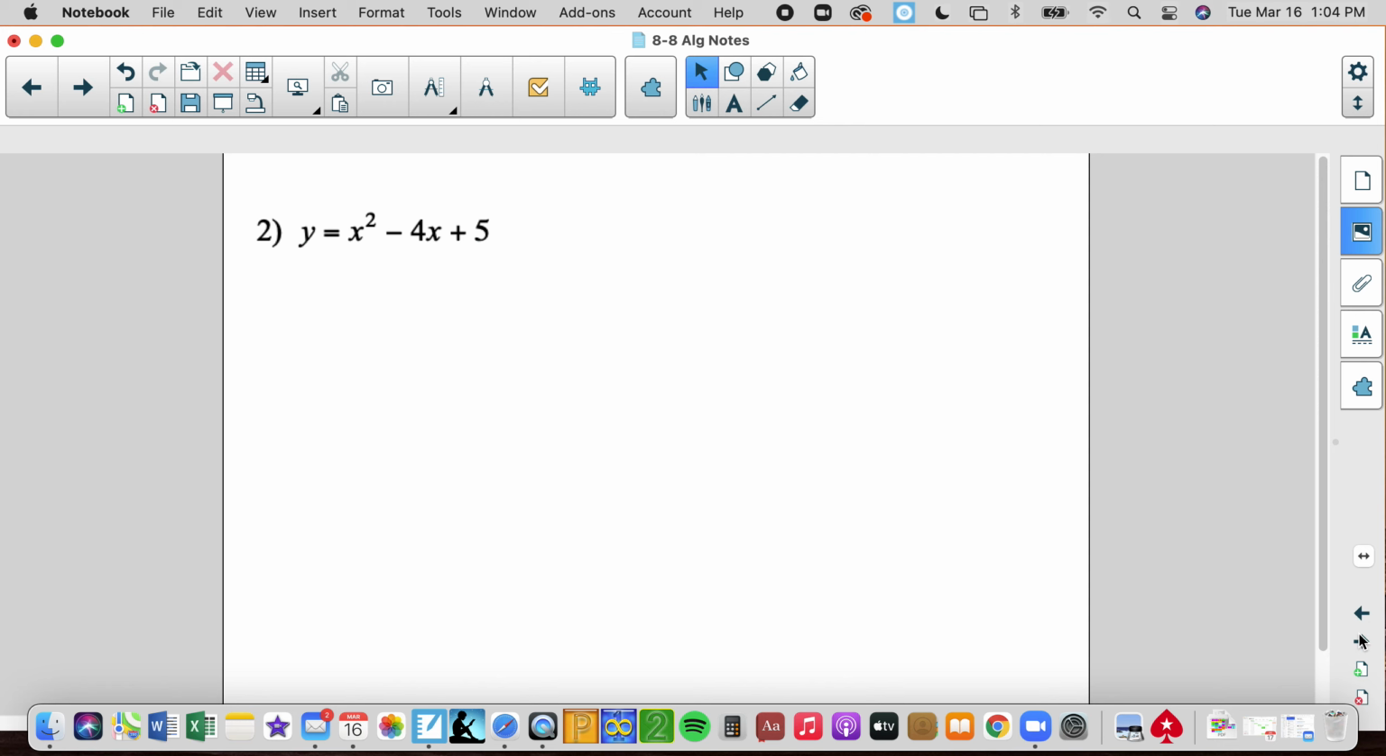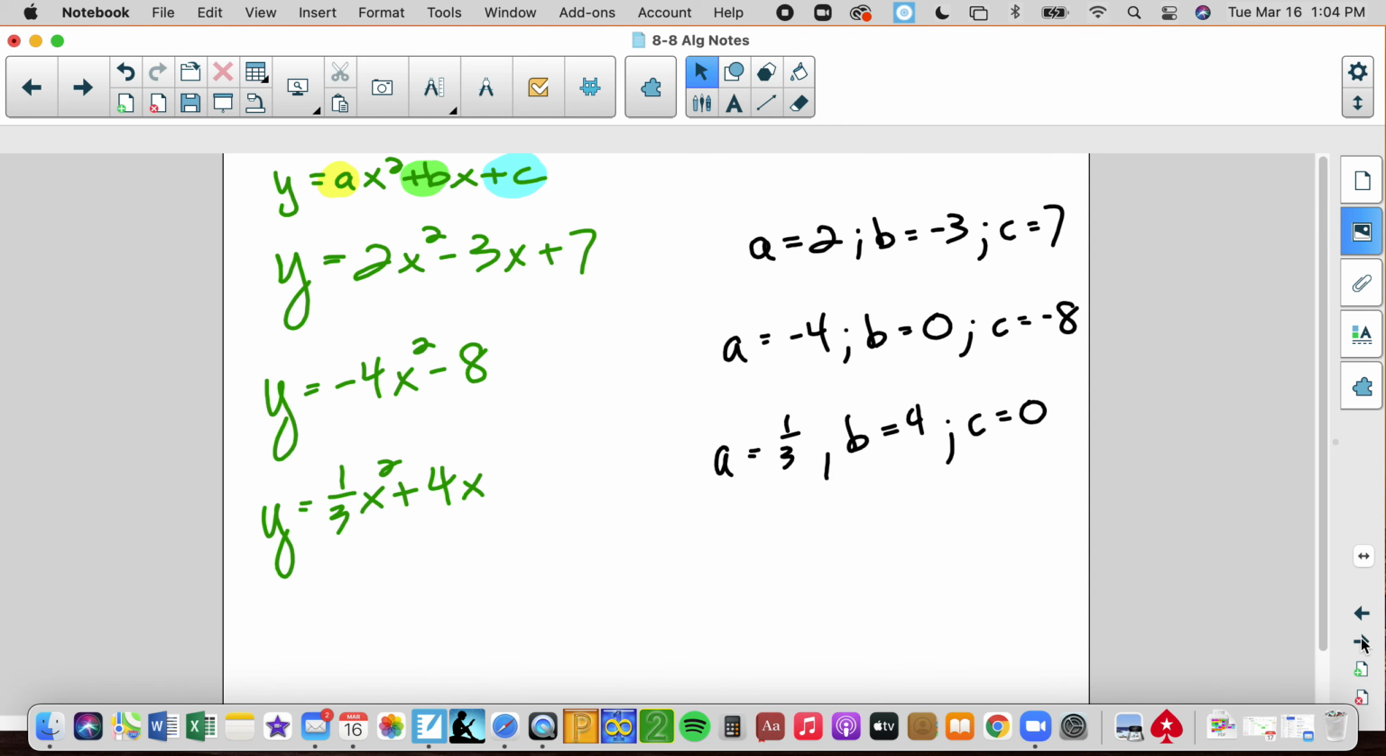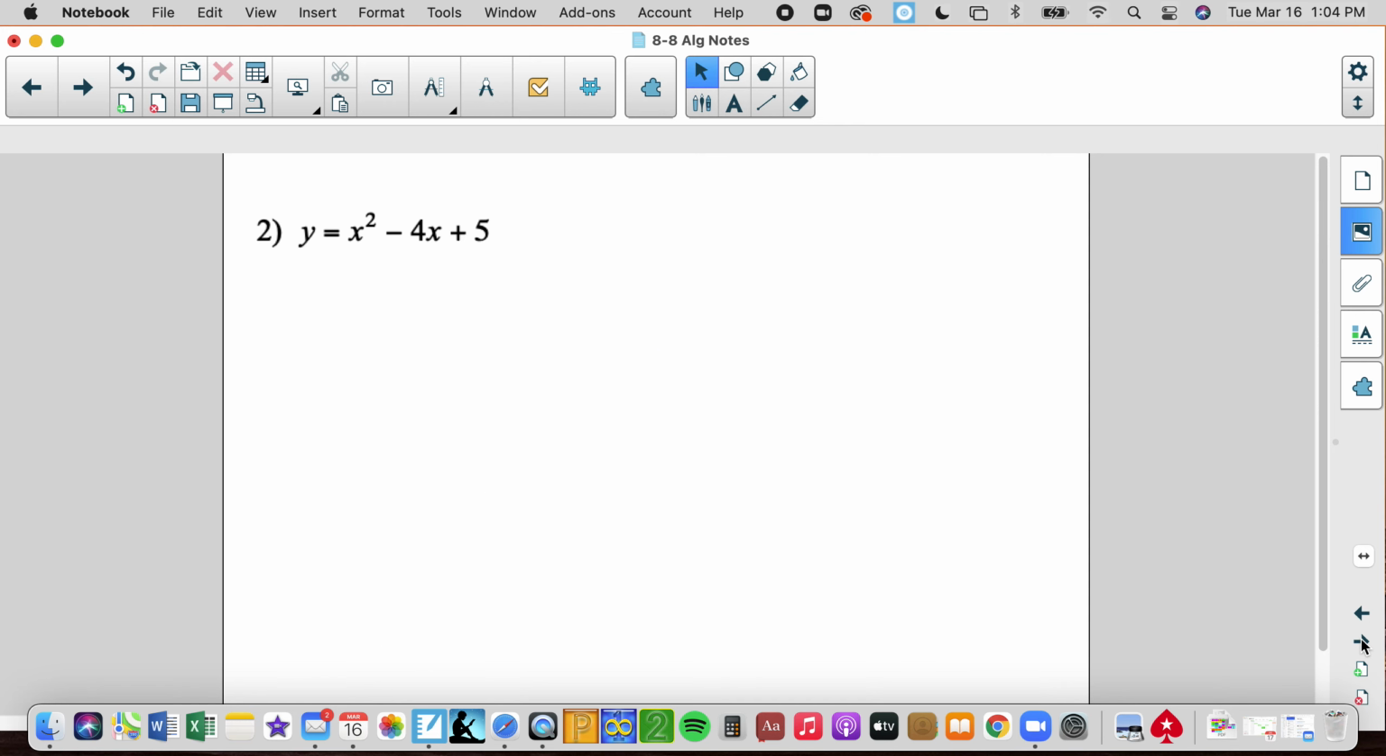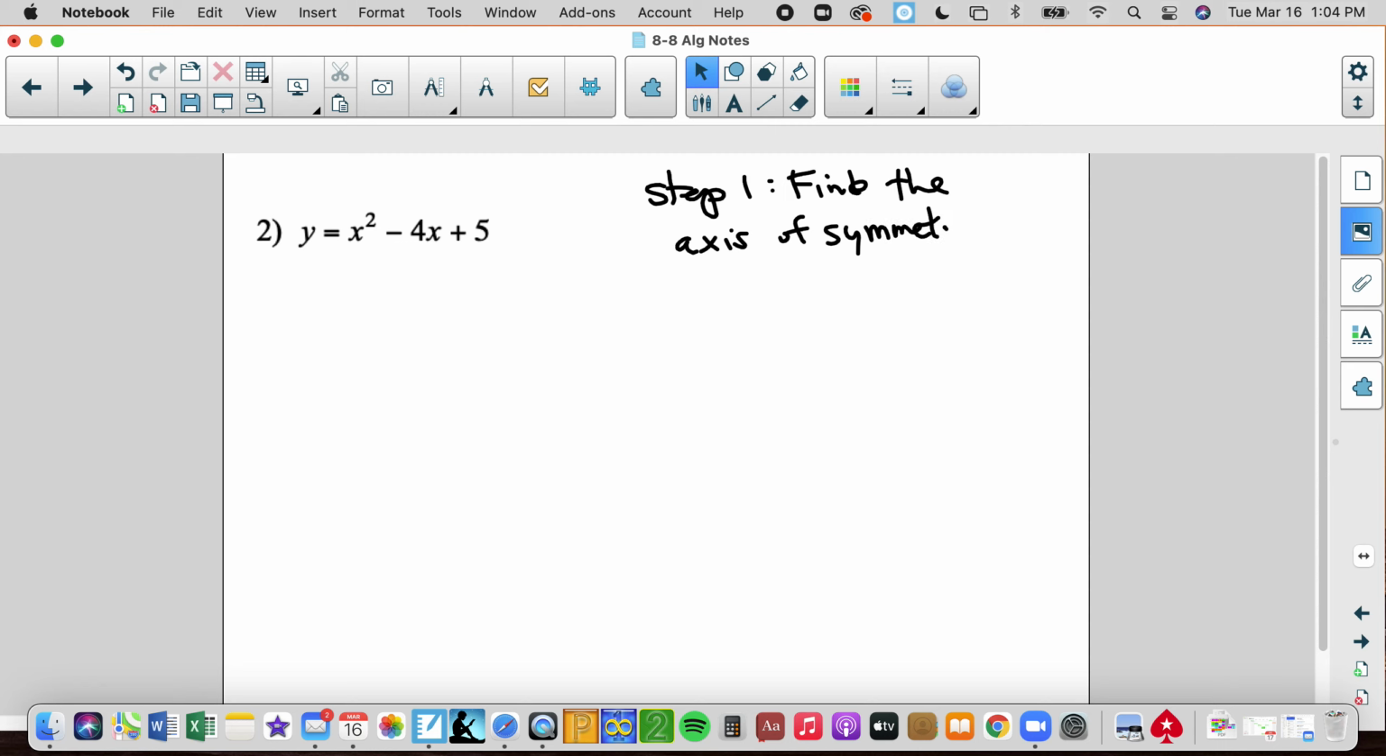sorry, this is my first problem. Is that my first problem? Yes. That's my first problem. Step 1. So we're going to break this into steps. Step 1 is to find the axis of symmetry.